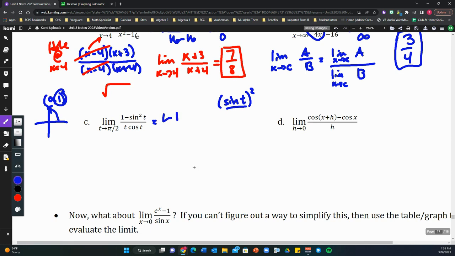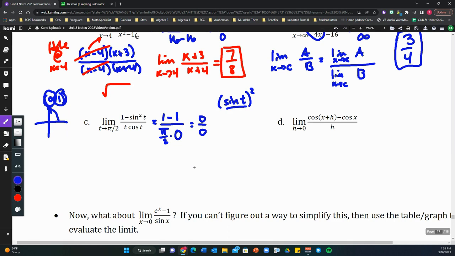So I end up with 1 minus 1 on top. And then on bottom, I would have pi over 2 for that t value times the cosine of pi over 2, and cosine of pi over 2 would be 0. So we actually end up with another indeterminate form. So this is one where we are left trying to do manipulations using our trig identities.